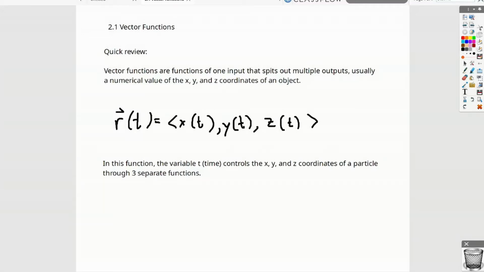Welcome back to Multivariable Calculus. Today we're going to start a new chapter. 2.1 is the vector functions.